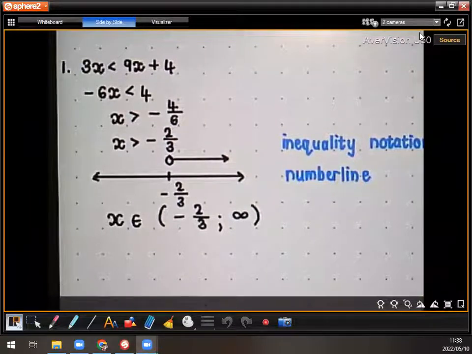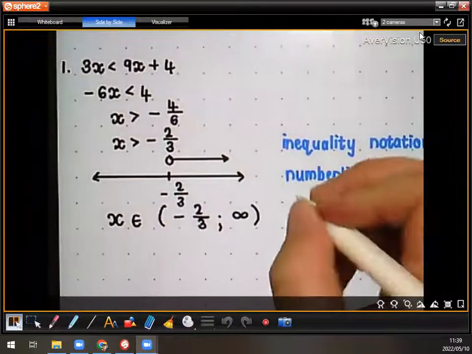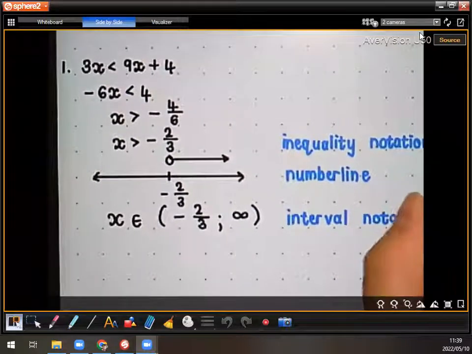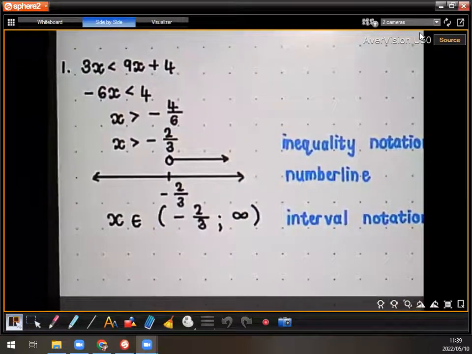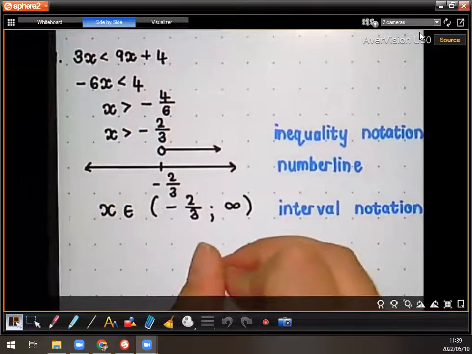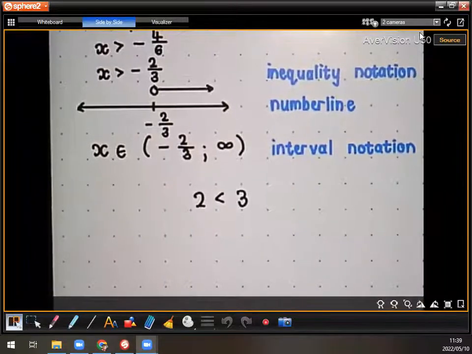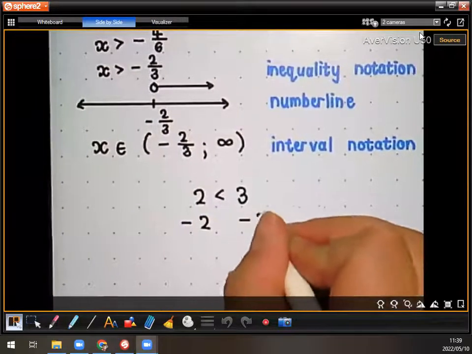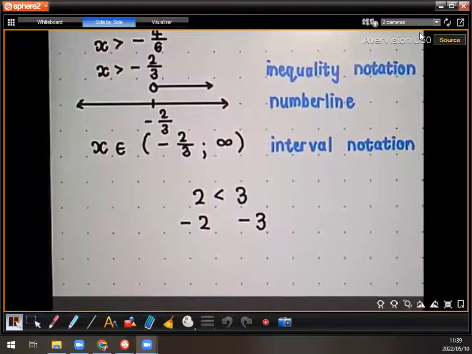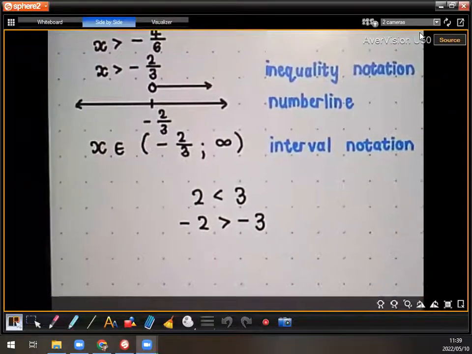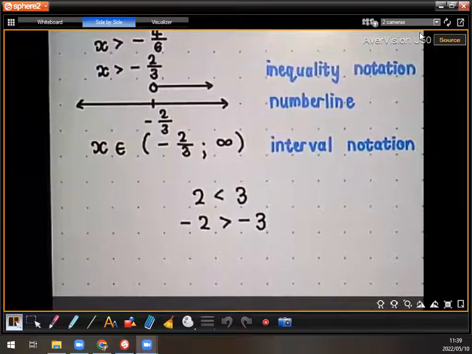Who's saying that? Yes. Swapping the sign around, so explaining why. If you have something like, do we agree that 2 is smaller than 3? Yes. What if I divide by negative 1? Is negative 2 still smaller than negative 3? Negative 2 is now actually greater than negative 3. So when you change the signs of the numbers, they change which one is bigger.